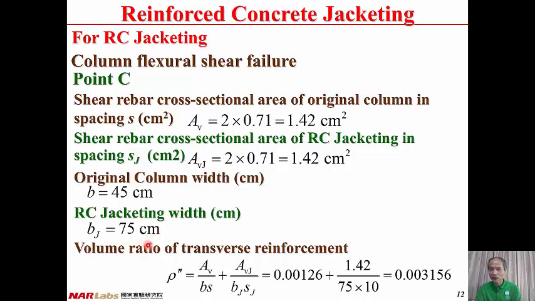And then we can calculate the volume ratio of the transverse reinforcement. It consists of two parts. The first part is for the original column, and the second part is derived from the reinforced concrete jacket. After the calculation, rho double prime equal to 0.003 and something.